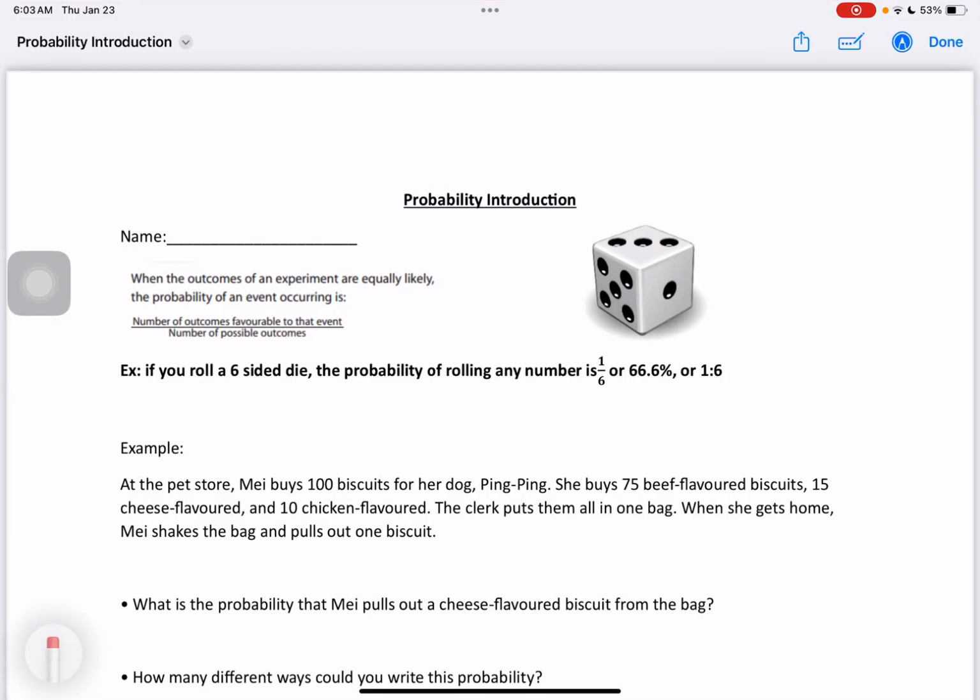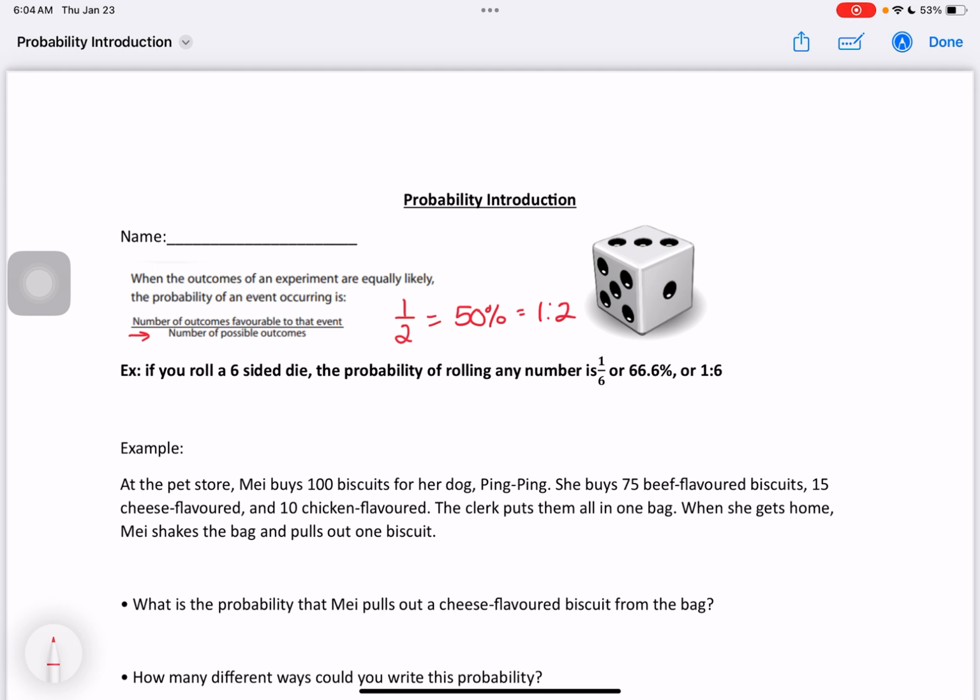Okay, let's go through this probability introduction. So, when the number of outcomes of an experiment are equally likely, the probability of an event occurring is the number of outcomes that are favorable to that event over the number of possible outcomes. So, for example, if we were flipping a coin, there are two possible outcomes. So that would go on the bottom. And if we want to know what the chances are to get heads, let's say, there's only one way to get that, so that goes on the top. Okay, and then this could be converted into a percentage or a ratio.